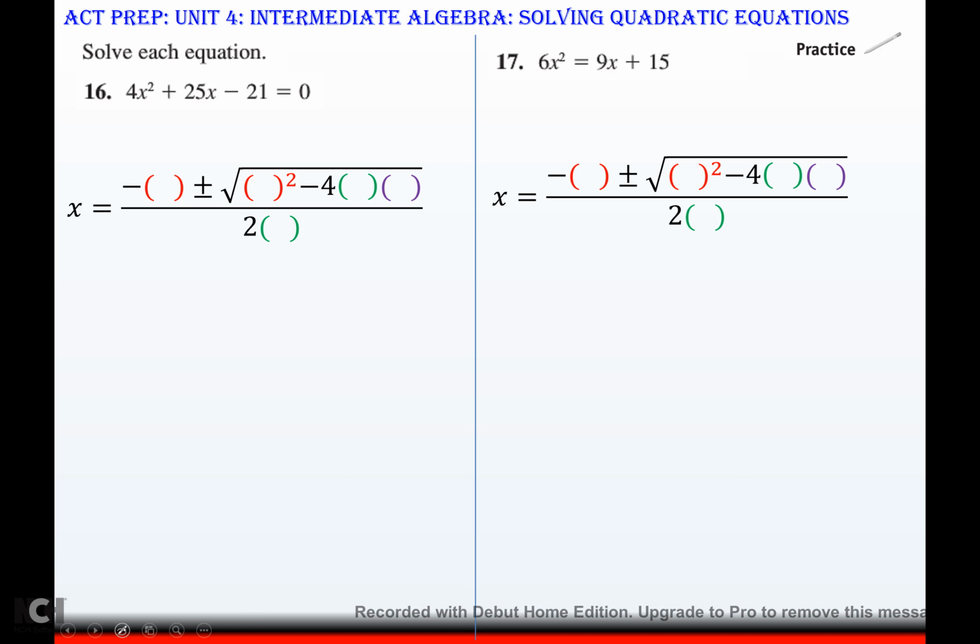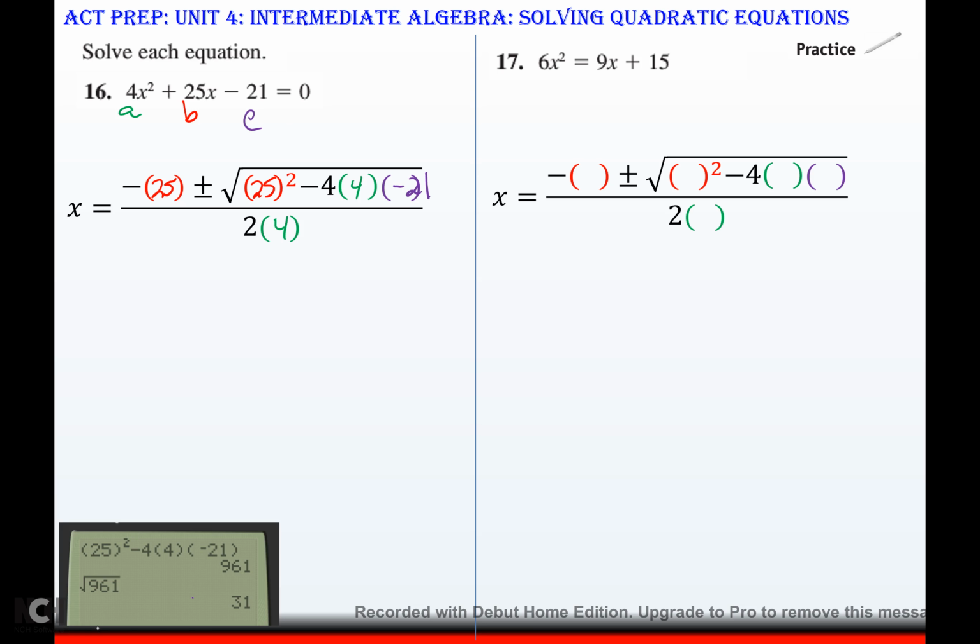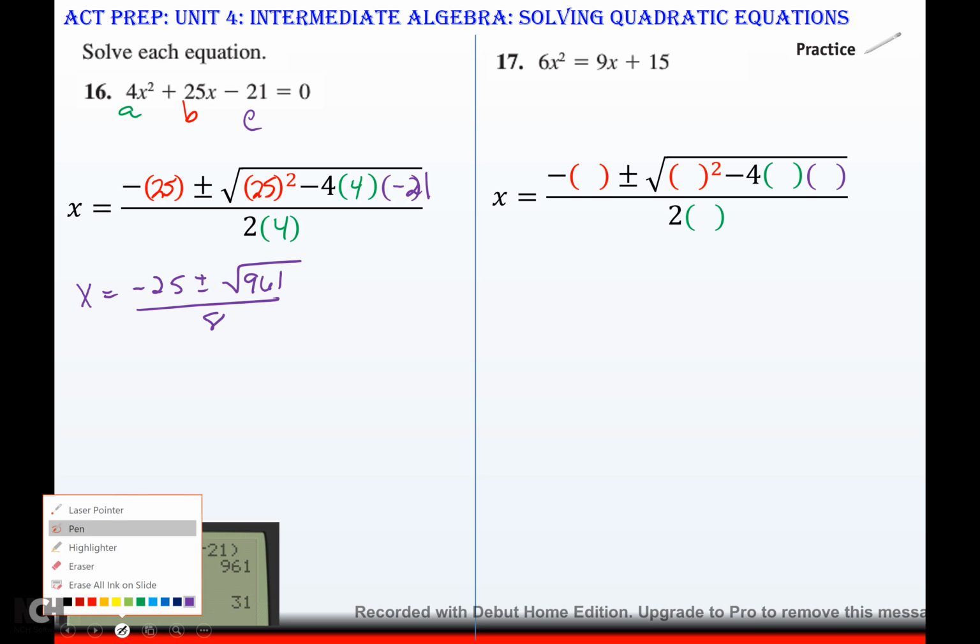16 is in standard form, which tells me that b is 25, that a is 4, and that c is negative 21. Typing just what's under the radical, I get 961. So I have x equals negative 25 plus or minus the square root of 961 all over 8. The square root of 961 is 31.